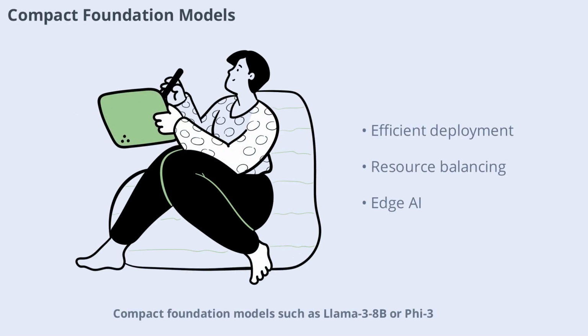Compact foundation models such as Llama 3.8b or Phi-3 are designed for efficient deployment on edge devices. These models balance performance and resource usage, enabling AI capabilities in environments with limited hardware. Selecting the right model is key to achieving both speed and accuracy.